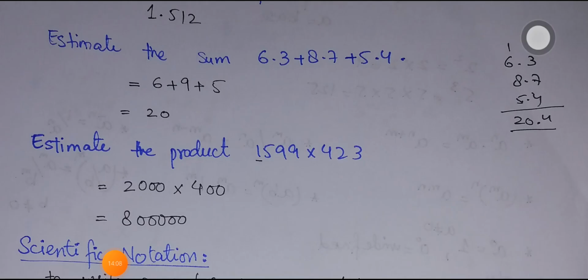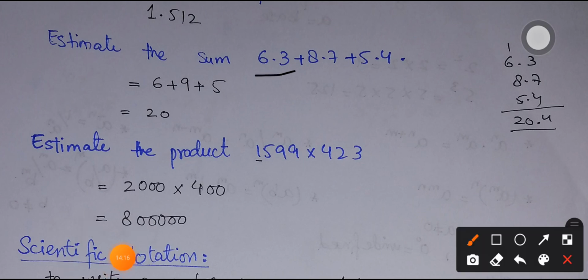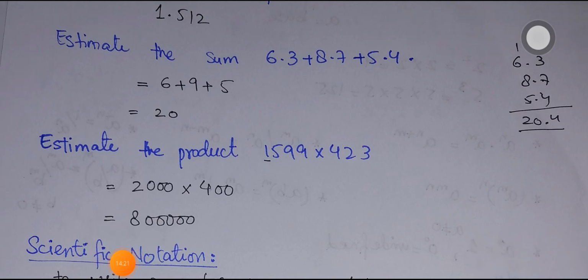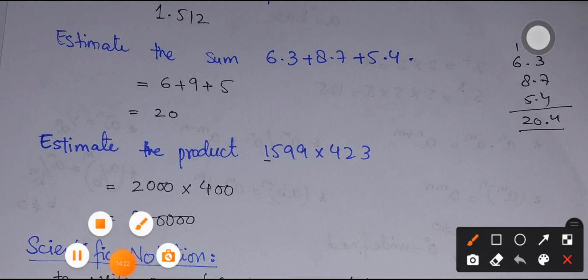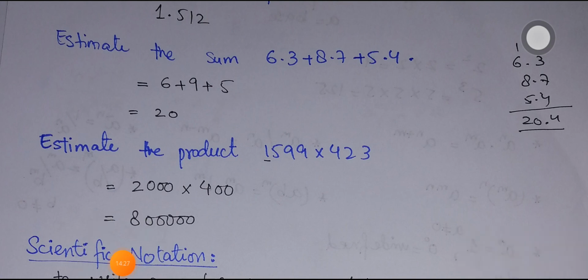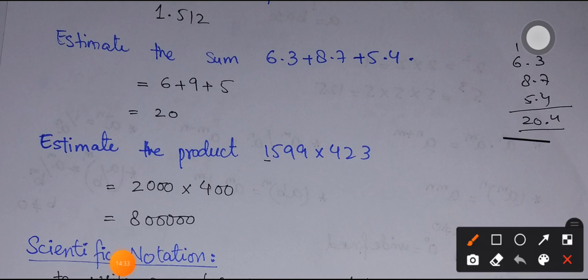So here you can see the rounding off, so at first we will round off the decimals. So 6.3 is rounded off to 6. 8.7 will be rounded off to 9, and 5.4 will be rounded off to 5. So here we have found the estimated value, which is 20 in this case, and here you can see that if we add the decimals, 20.4 is the final answer. So the approximate value is 20.